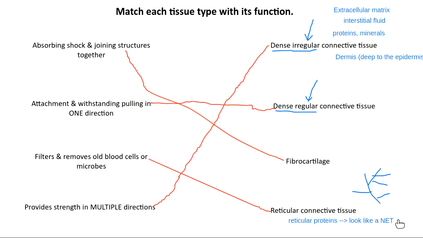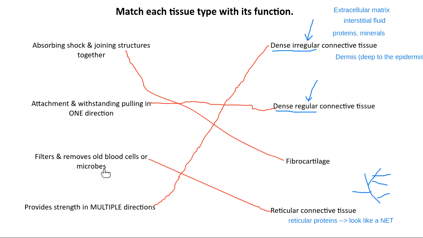Reticular proteins branch all over the place, and like I said, they kind of form a net inside our tissues. So reticular connective tissue is used to help us filter our blood, so to pull out blood cells that are broken and not functioning anymore, to pull out bacteria or viruses. Really the biggest place that we see reticular connective tissue is in the lymph nodes, which are part of your immune system. So catching those bacteria, catching those viruses.